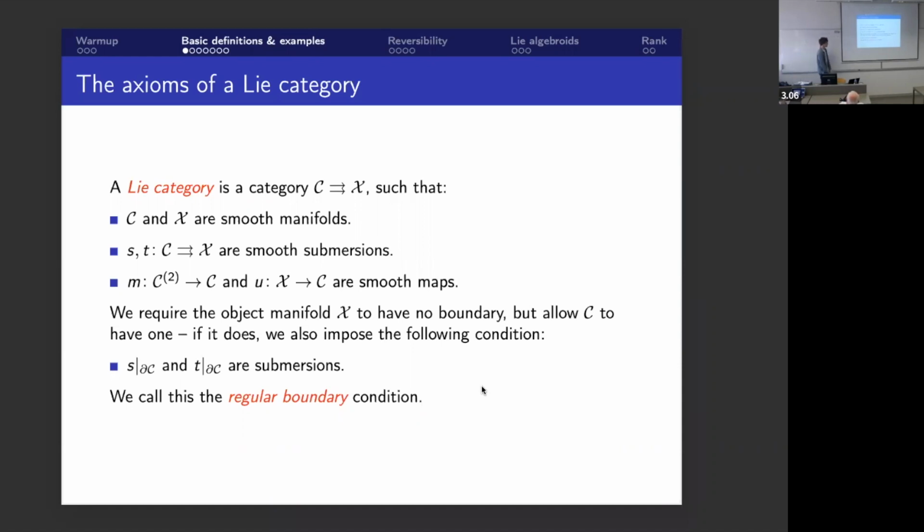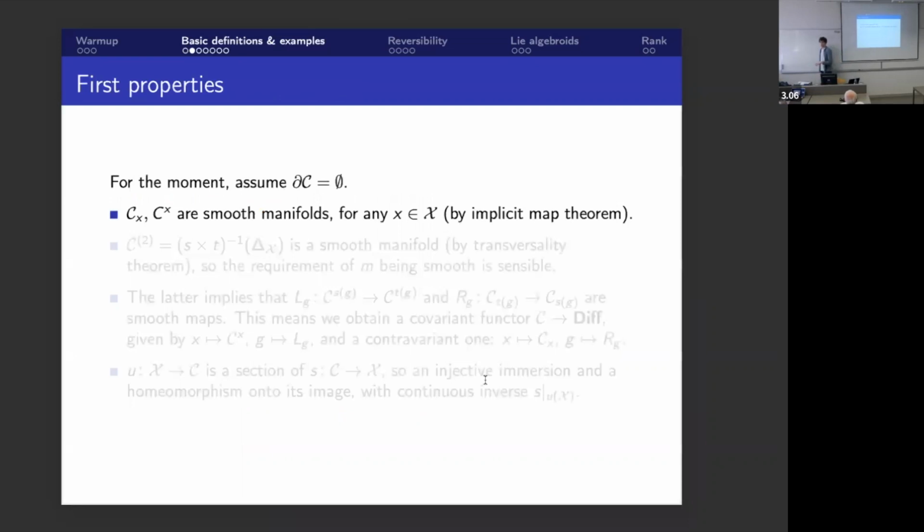And if it does, then we are going to also impose that the restriction of the source and target map to the boundary are submersions. There's some nomenclature here: we're going to call this the regular boundary condition. But now, because differential geometers rarely ever care about boundaries, we are going to, for a moment, assume that our set of all morphisms has no boundary.